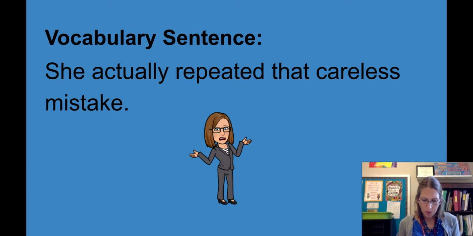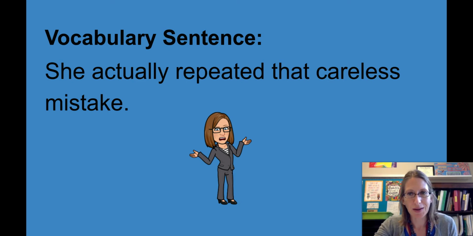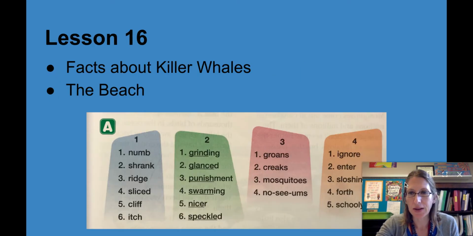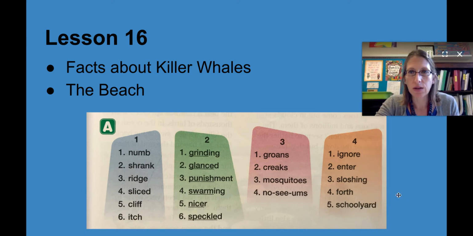All right. So, everyone, what word means the opposite of careful? Careless. What word means, oh, we didn't talk about this, but I bet you know it. What word means you did something again? Repeated. Yeah. And what word means really? Actually. Nice job. All right, let's go to our word list for today.